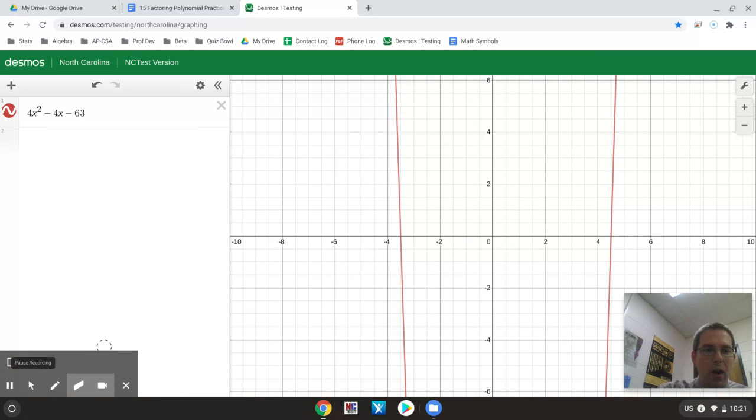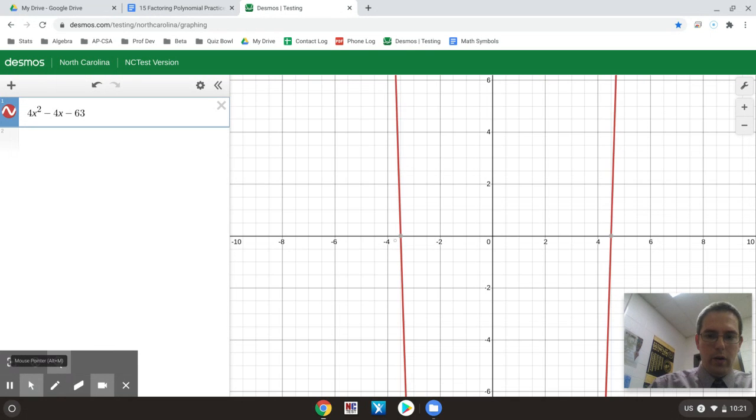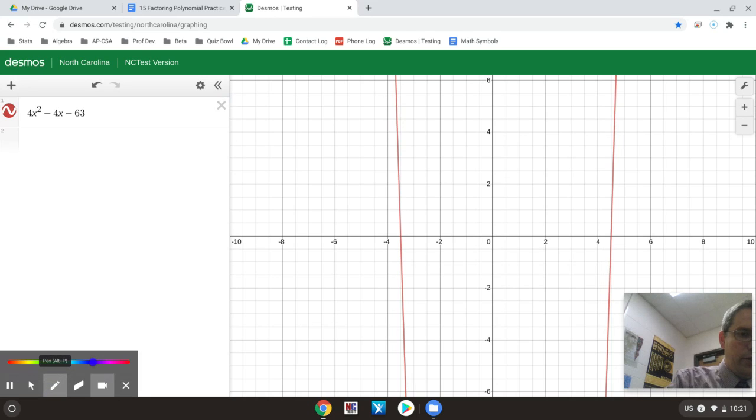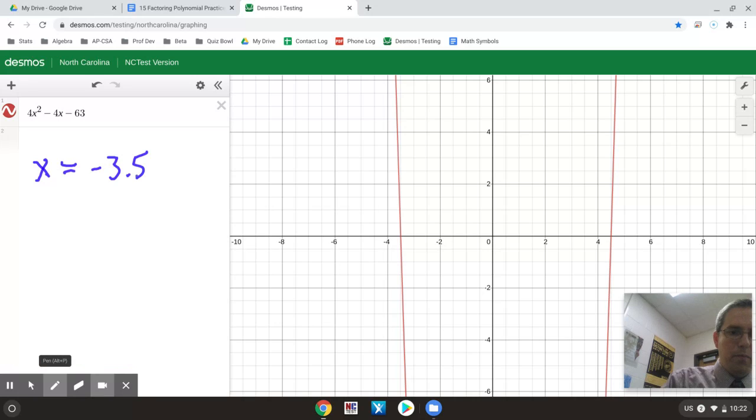Okay, my next problem, I have a 4x squared minus 4x minus 63. I'm going to look for x-intercepts again. So there's one x-intercept at -3.5. There's the other one at 4.5. So that means x equals -3.5 and x equals 4.5. That means one factor should be x plus 3.5, and the other factor should be x minus 4.5.